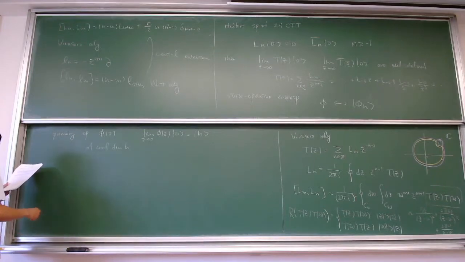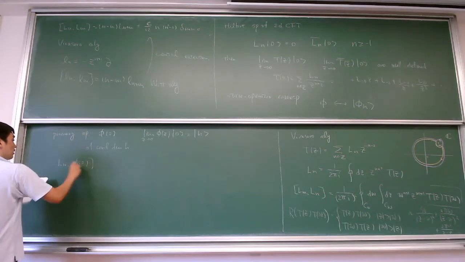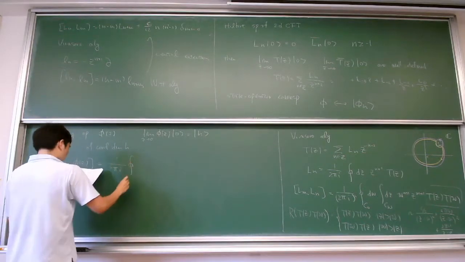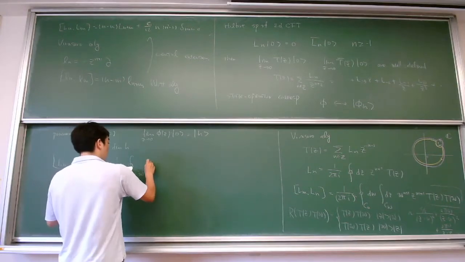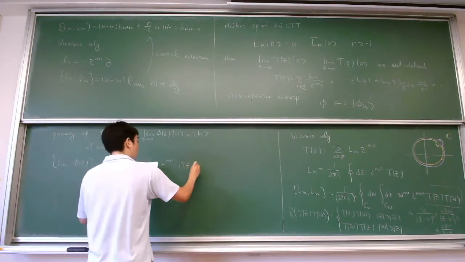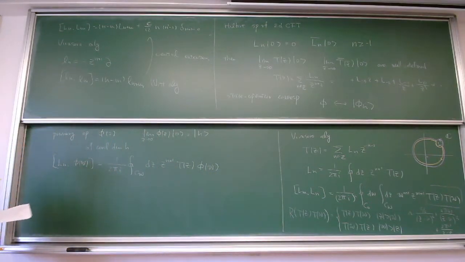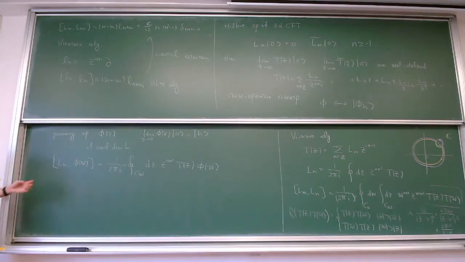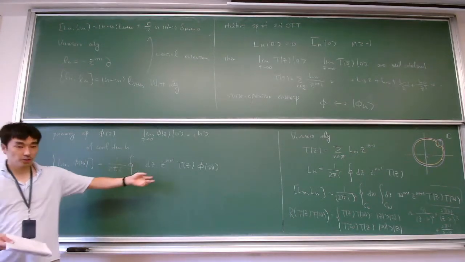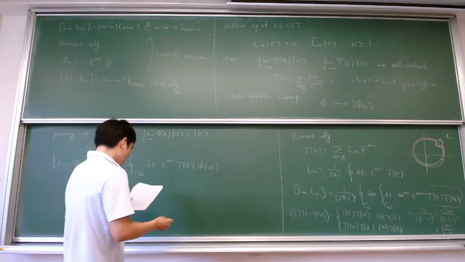Okay, and we know that if Ln acts on phi of z, this can be understood as again the same exercise you can do. Essentially, it is the contour integral of dz z^(n+1) T(z) phi(w). Sorry, I should call it w. So how Ln acts on a primary can be obtained by just doing a contour integral. And here you can do the OPE. That's why it's very important to do the computation for the OPE.